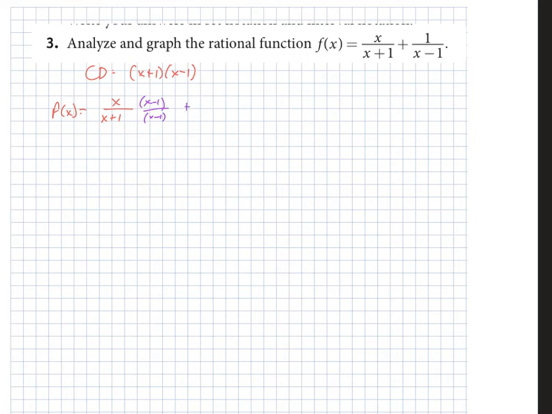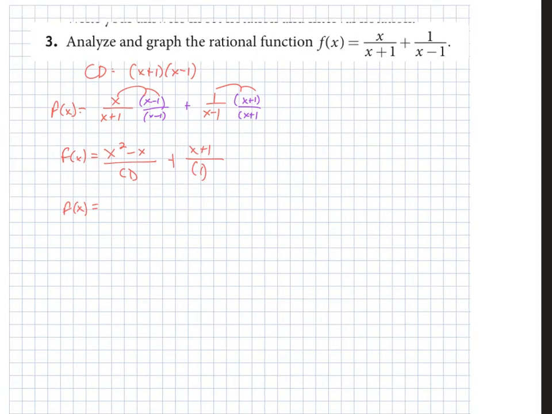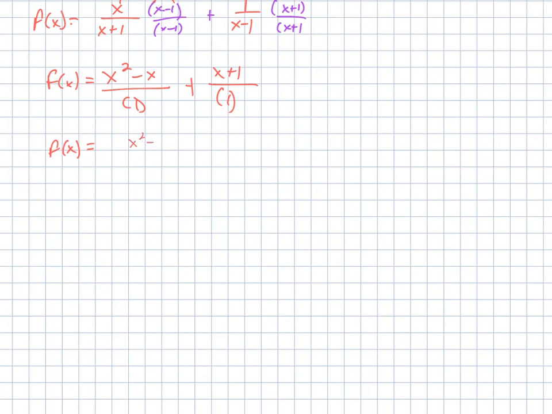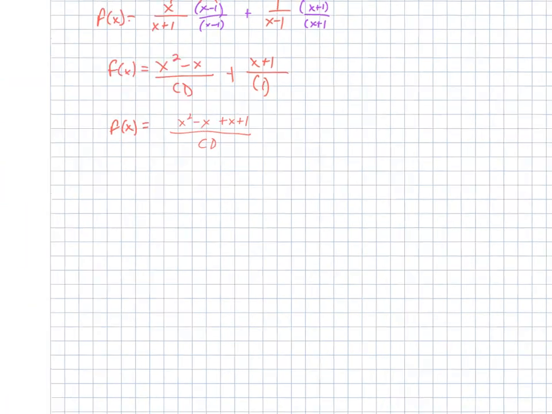I'm still adding this 1 over x minus 1. And in this case, I've got to multiply by x plus 1 over x plus 1 as my sneaky form of 1. That allows me to distribute the x squared minus x all over my common denominator plus x plus 1 over my common denominator. F of x is equal to x squared minus x plus 1 all over that common denominator.